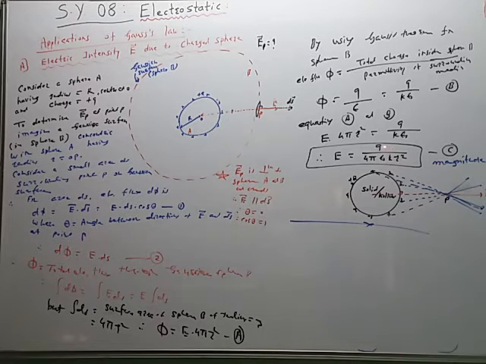And magnitude is given by Q upon 4 pi epsilon naught K r square, where r is the distance of the point P from the center of the sphere. K is the dielectric constant of the surrounding medium.